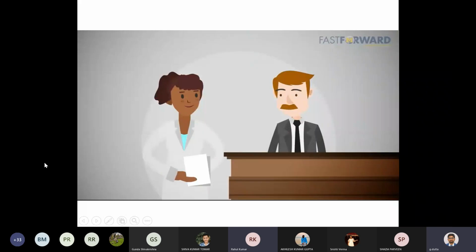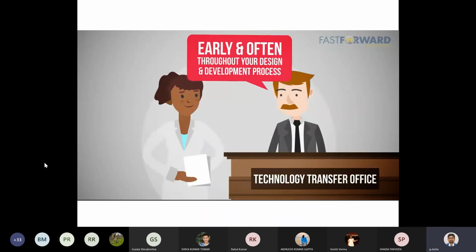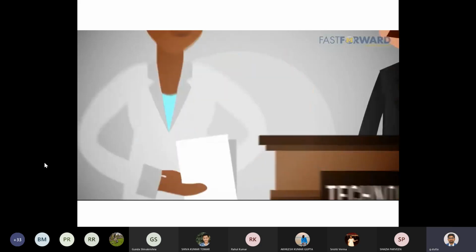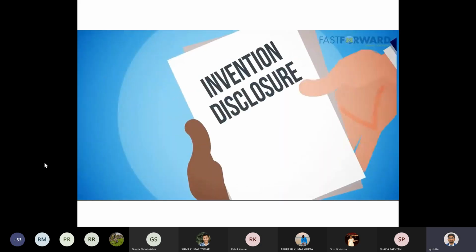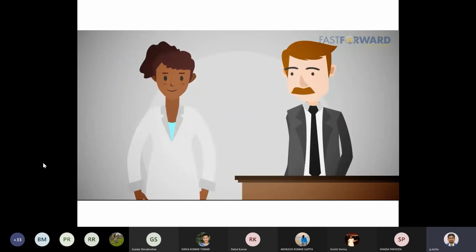The best way to get IP protection is through your institution's technology transfer office. It's important to contact tech transfer early and often throughout your design and development process. Initiate the conversation by filing an invention disclosure as the first record of invention. Your tech transfer office will work with you to determine a meaningful and useful method of technology protection.